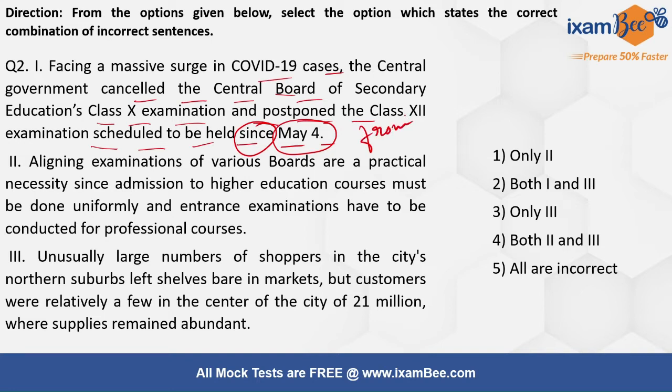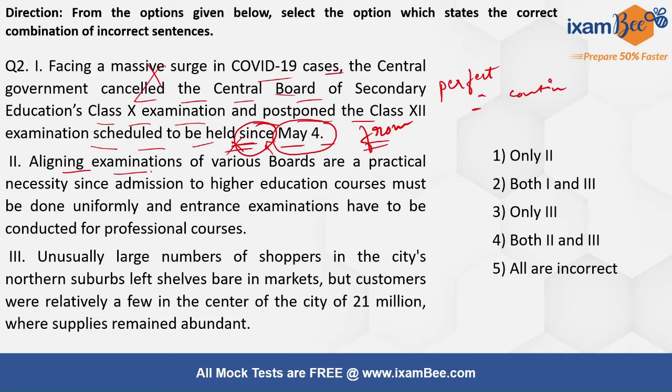All right. And since is used when we are talking about an activity that began in the past but is still continuing till now, right? And also the tense with since is always the perfect form of tense, the perfect or perfect continuous form of tense is used with since. All right. So it is incorrect to use since here. It should be from. So first is incorrect sentence, right?